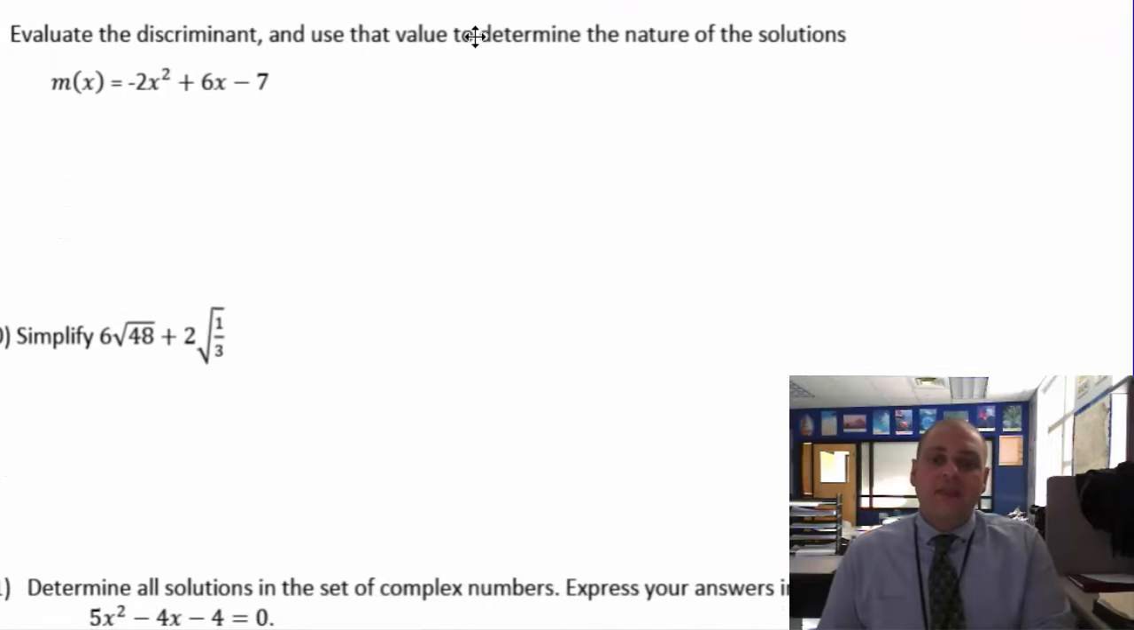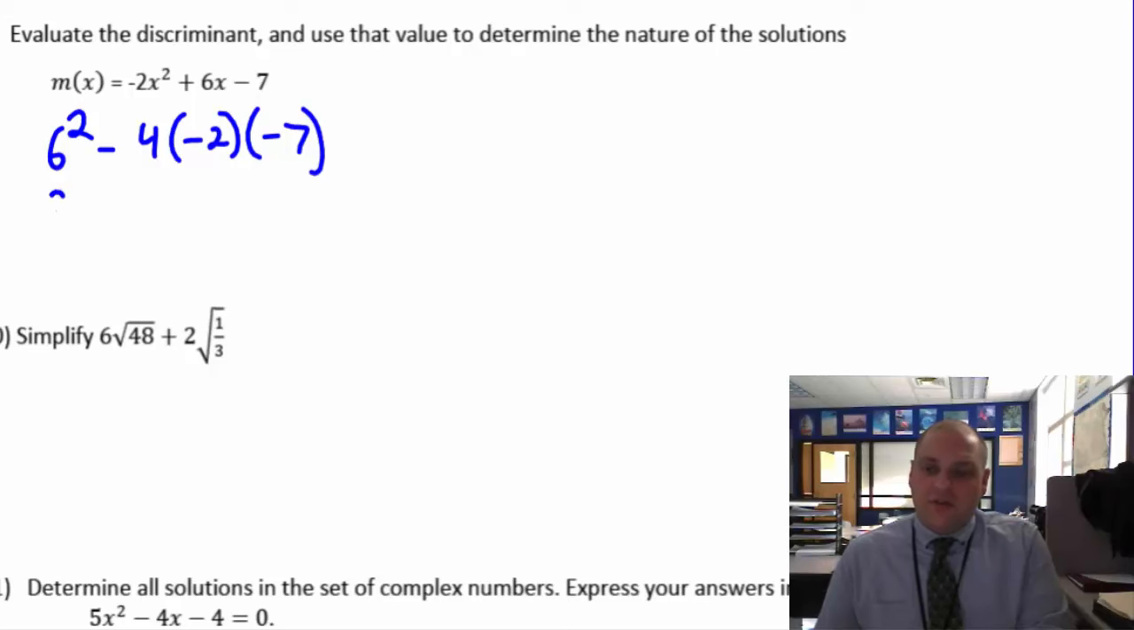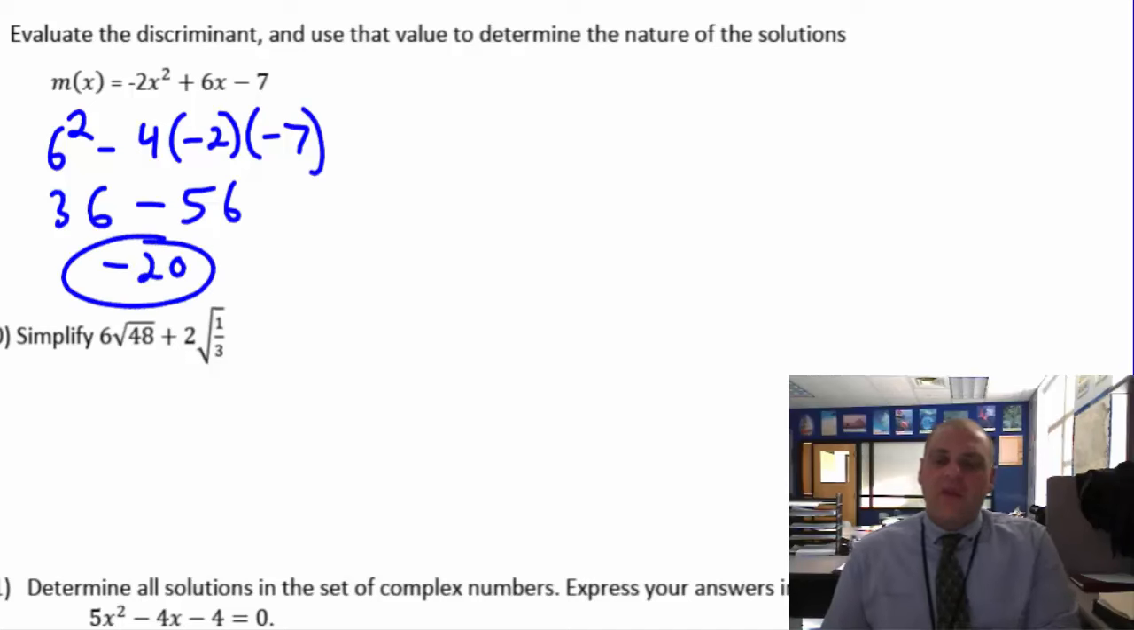Evaluate the discriminant and use that to predict the nature of the solutions. Discriminant is just going to be b squared minus 4ac. So we're going to do b squared minus 4a, which is negative 2, and then c is negative 7. So that's going to be 36 minus, minus minus is minus, 56. So I have 36 minus 56, negative 20. My discriminant is negative 20.